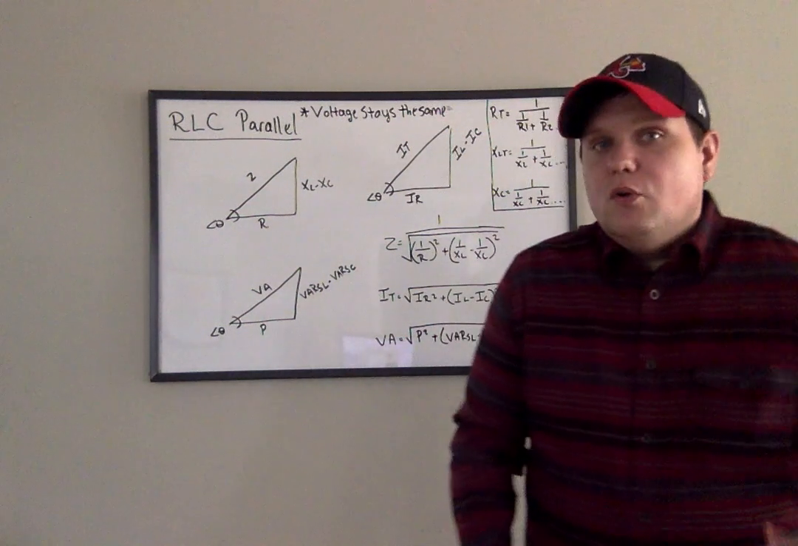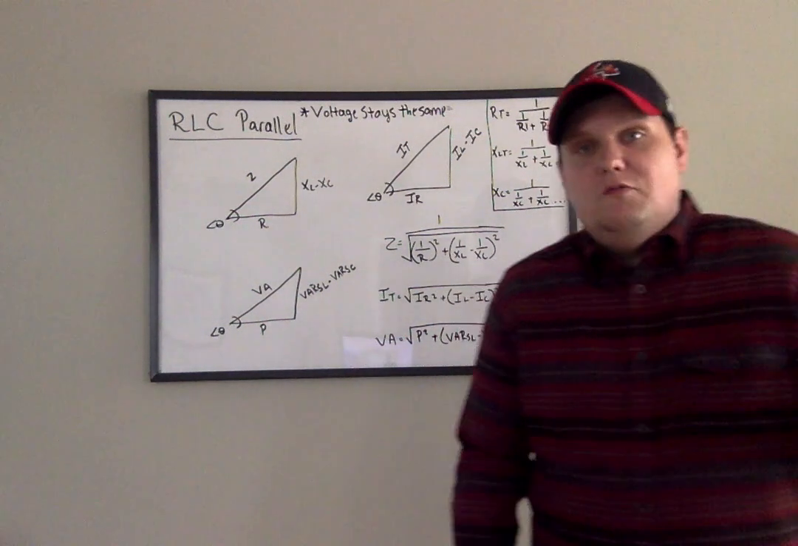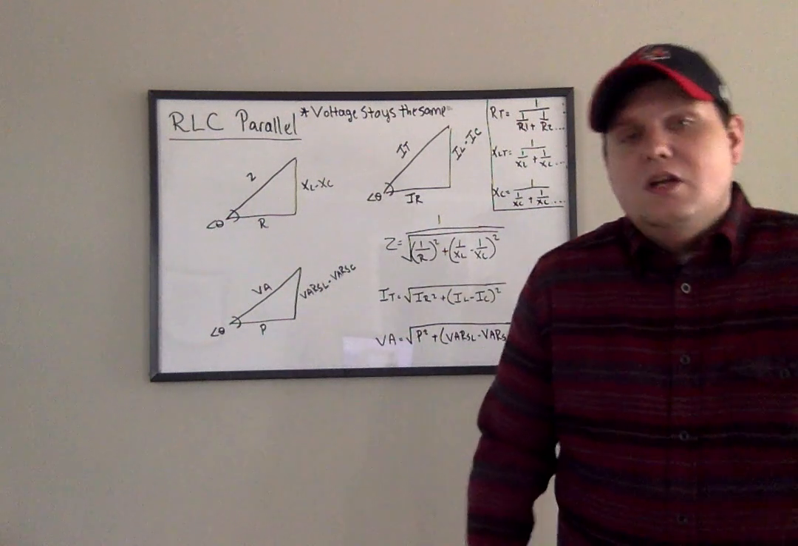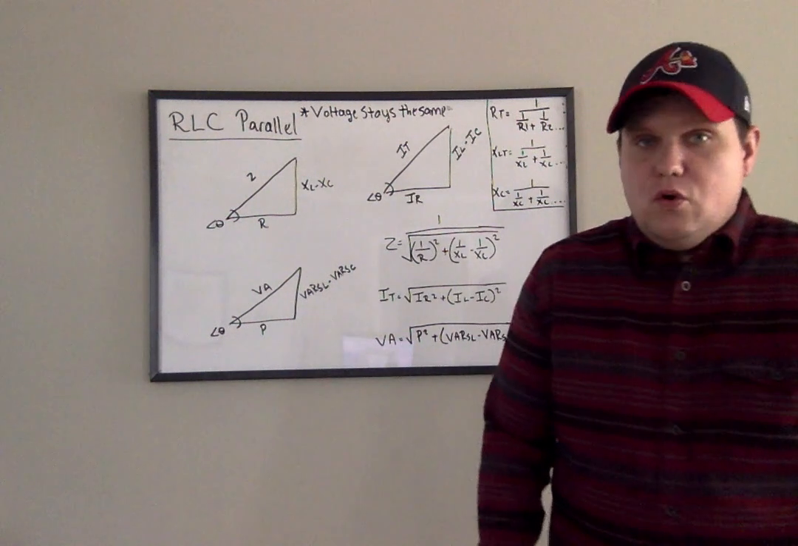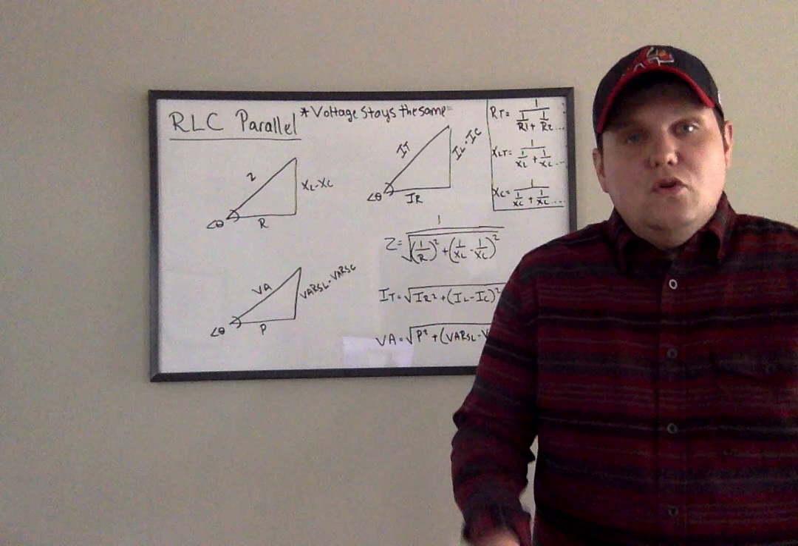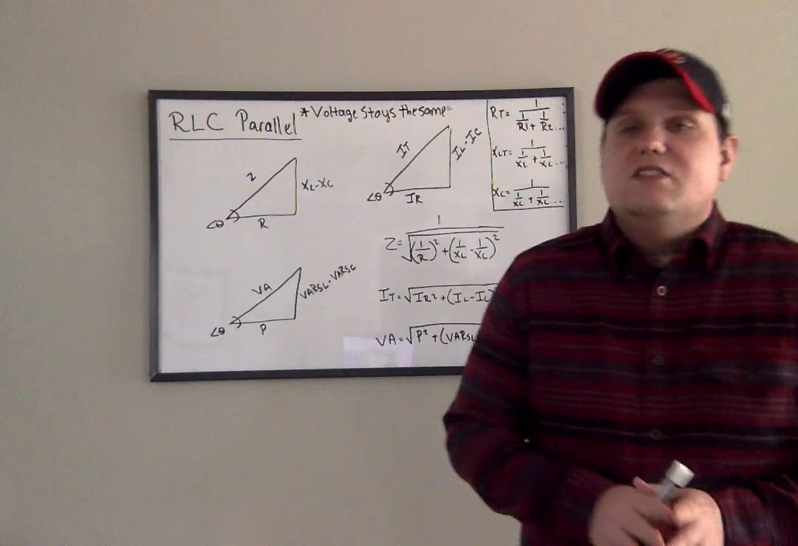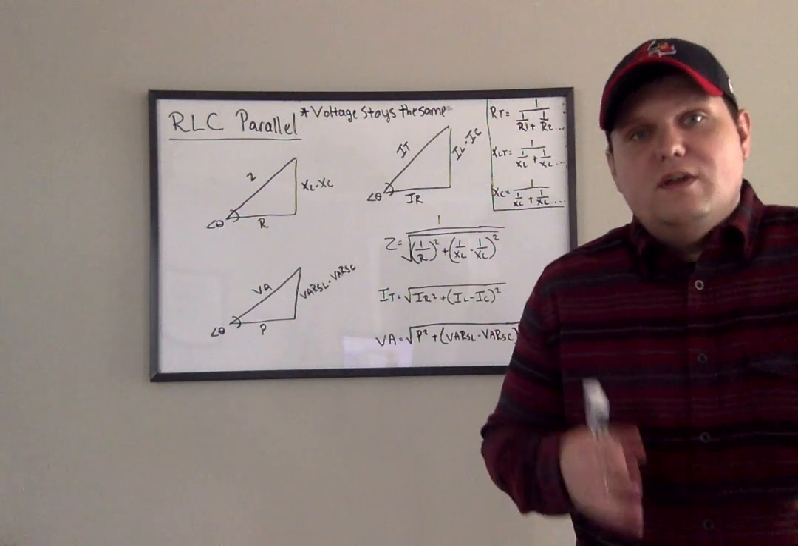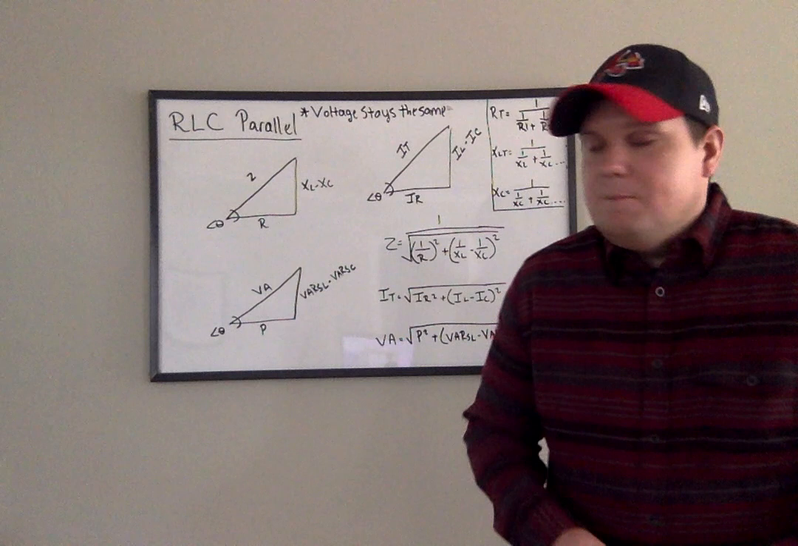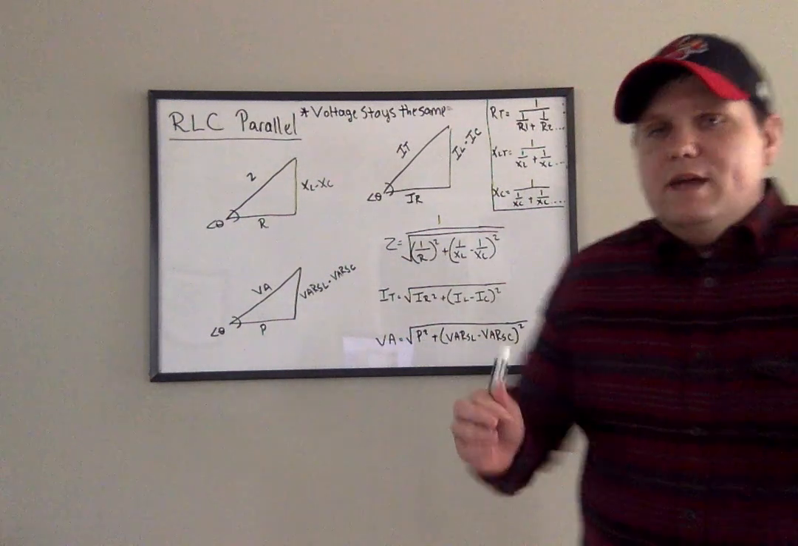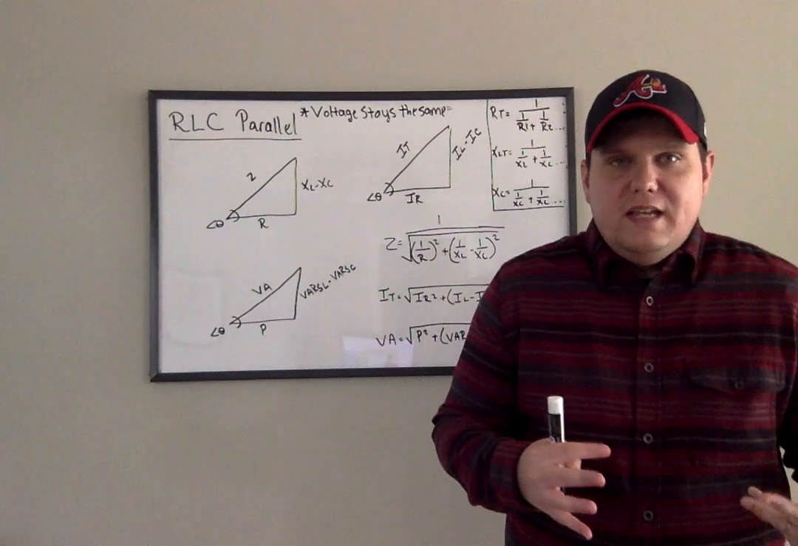So remember your rules for parallel. Voltage stays the same, current adds up to total, and then total resistance or reactance is always going to be lower than your lowest value. Okay? So all we have to do is just kind of throw everything in together.